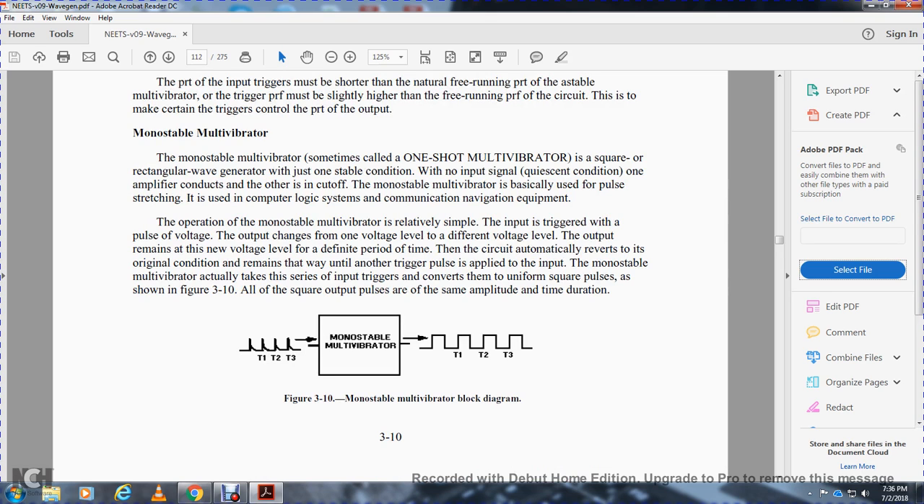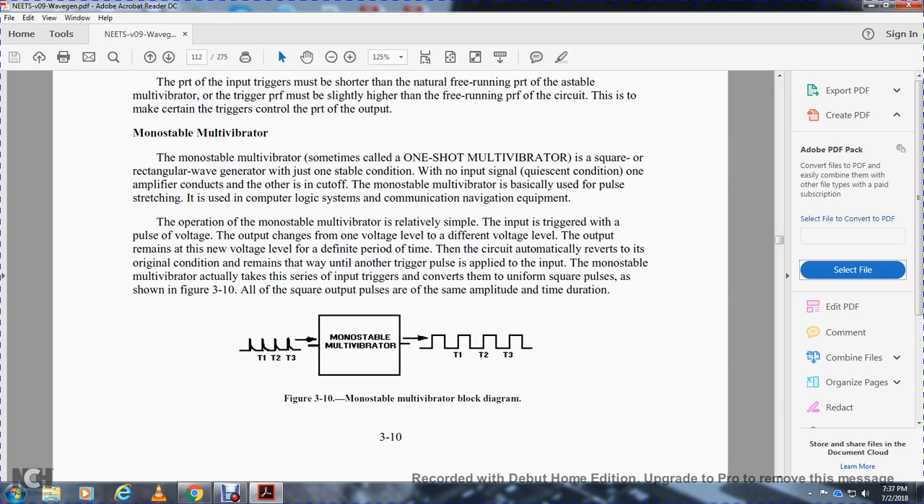Now, the monostable multivibrator. Some call it the one-shot multivibrator. It generates a square or rectangular wave and has one stable condition with no input signal, the quiescent condition, with one amplifier conducting and the other cut off. The monostable multivibrator is basically used for pulse stretching, as used in computer logic systems, communication, and navigation equipment. The operation of the monostable multivibrator is relatively simple. The input trigger pulse changes the output from one voltage level to a different voltage level, and the output remains at the different level for a period of time.